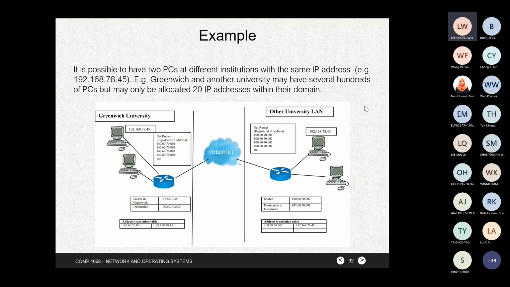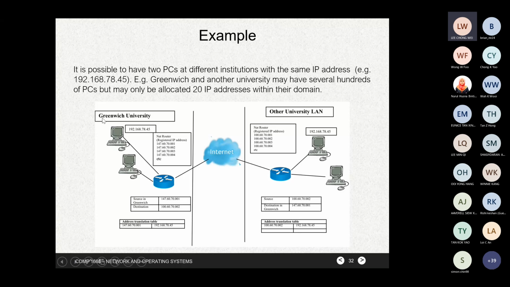There is one example. It is actually a UOG LAN, local area network. So the question, I believe, is: is it possible to have two PCs at different institutions with the same IP address, like what I told you earlier, isn't it? Two private networks can have the same IP address.